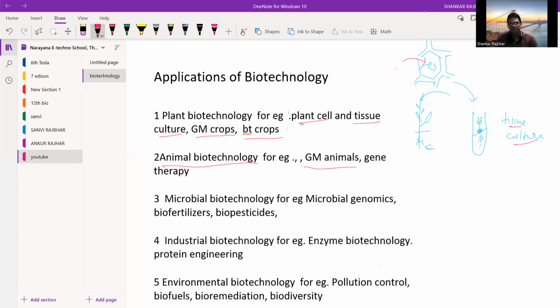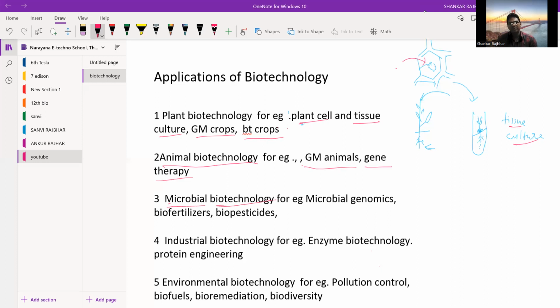The next one is gene therapy. So what is gene therapy? Genetic diseases are not cured by normal medicine, so we can benefit with the help of gene therapy. We can correct it.